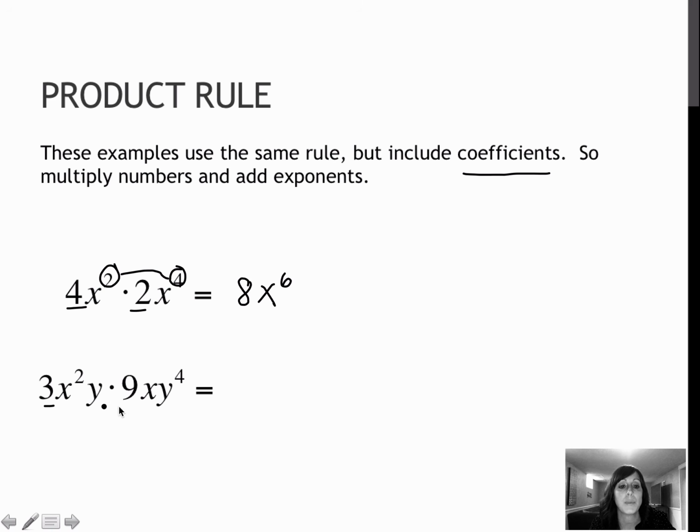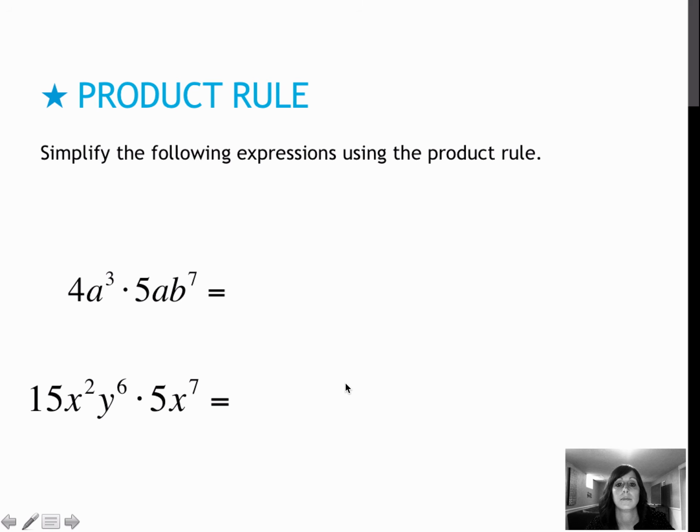For my second example, 3 times 9 is 27. I have 2 x's here and 1 x here, so that's 3 x's total, and a total of 5 y's. Again, try these on your own, so press pause. Once you've completed them, press play to see how you did.